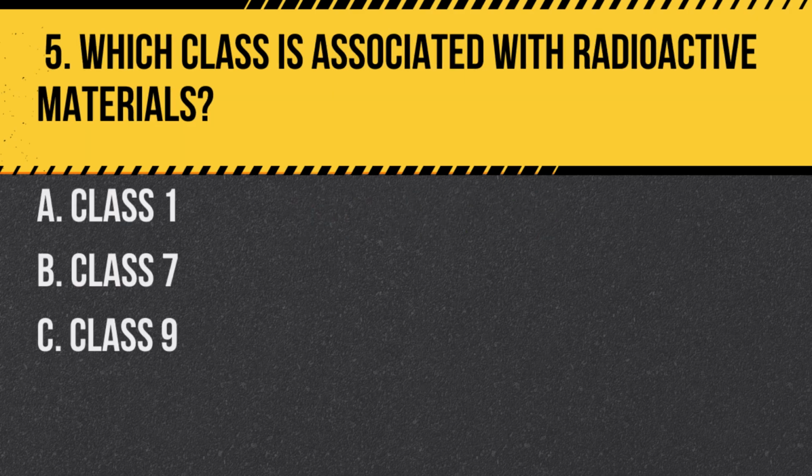Question 5. Which class is associated with radioactive materials? A. Class 1. B. Class 7. C. Class 9. Answer. B. Class 7. Class 7 is designated for radioactive materials.